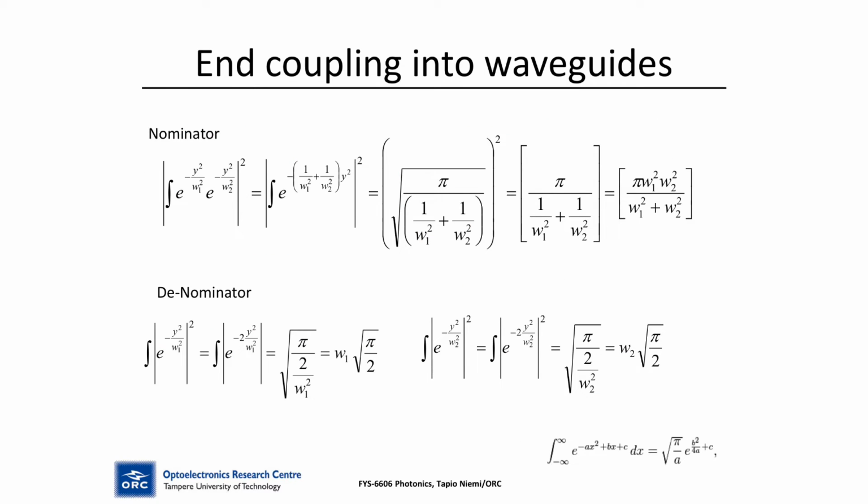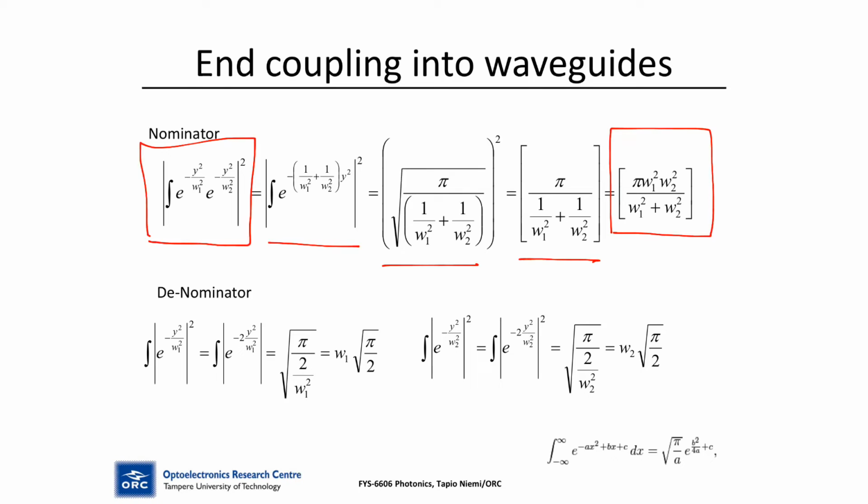So if we work our way through the integration of the numerator in a couple of steps, we end up with a fairly simple expression which includes the width of both of the modes, both the incident and the waveguide mode. The same applies for the denominator.